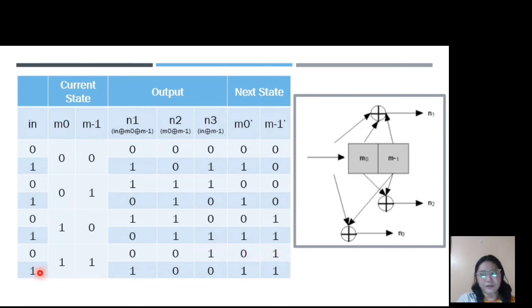For an input of 1, and the current state of both being 1, N1 will be 0, N2 will also be 0, and N3 will be 1. For the next state, M0 will be 0, and M negative 1 will be 1. Oh wait, for N1 it will be 1, for N2 and N3 it will be 0, and for the next state, both M0 and M negative 1 will be 1.